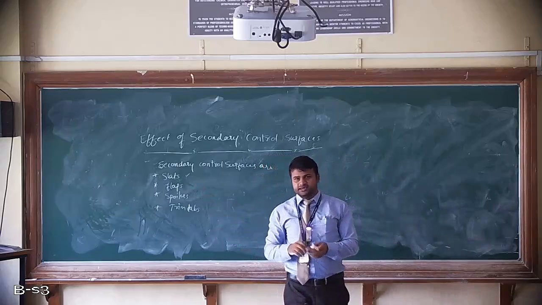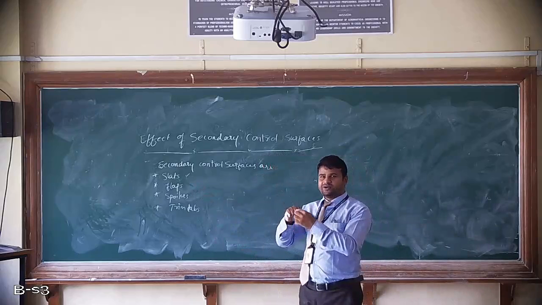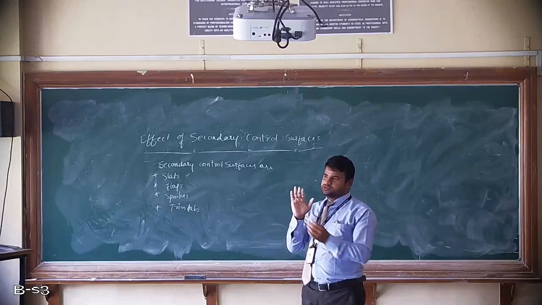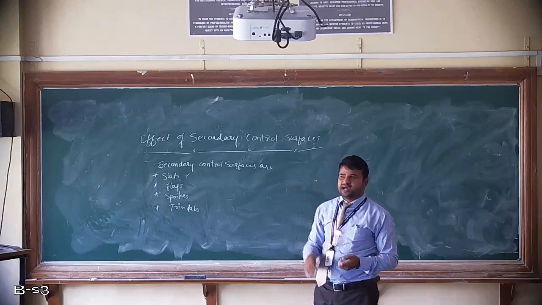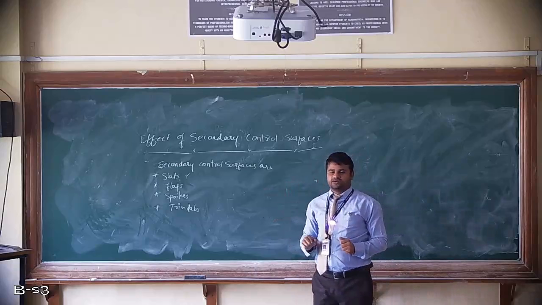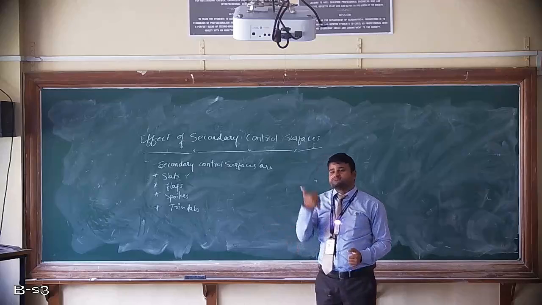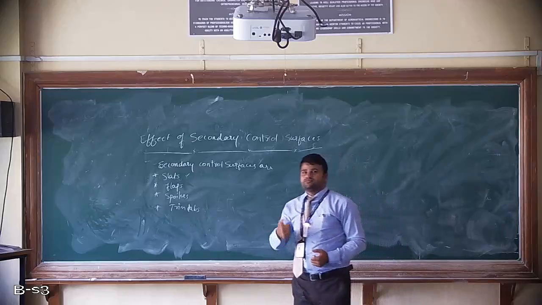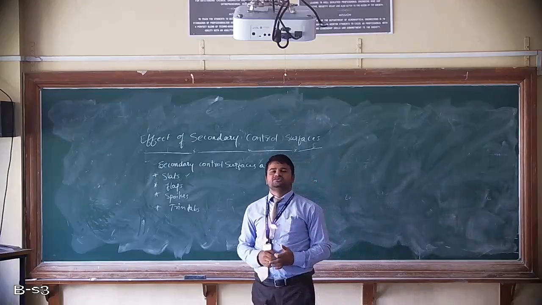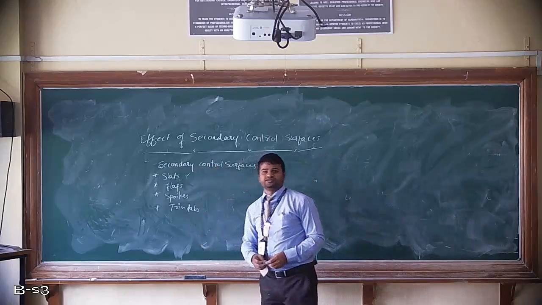Initially, they will be inside the wing like this. Once you activate them, what will happen? Slats will come out and it will increase the camber line of the wing. Once it increases the camber line of the wing, the wing can gain more lift. So we can call the slat a high lift device.